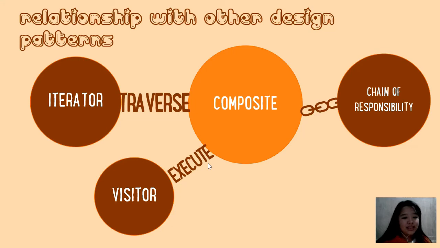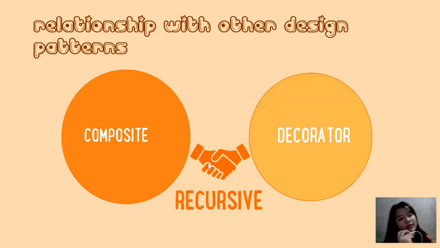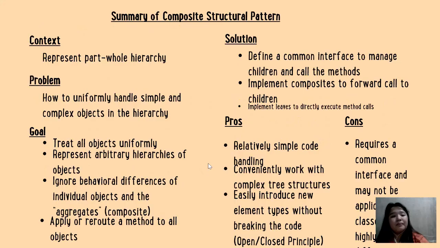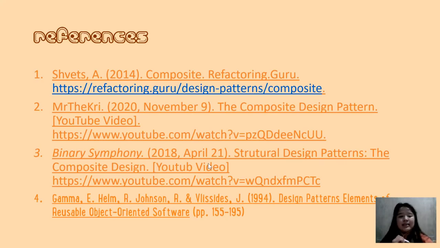Natatraverse niya ang composite. Ang visitor naman ay tinutulungan na ma-execute ang ating composite design pattern. Ang chain of responsibility naman ay lagi talagang kaakibat ng composite, at ang decorator, parang silang gumagamit ng recursive structure. Diba? Ang structural design patterns na ito ay magkaiba lang ng kaunti pero napakaraming pagkakatulad. Parang sila halos, parang din sila na magbe-benepisyo sa paggamit ng prototype. So, yan ang composite structural design. At narito ang aming mga reference.